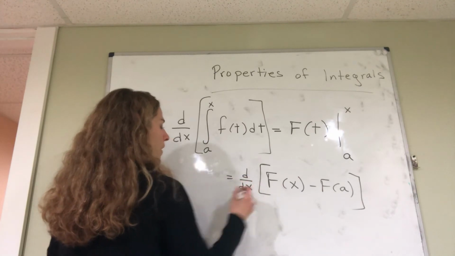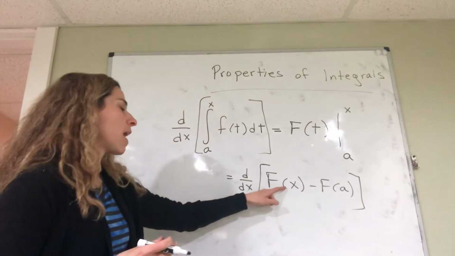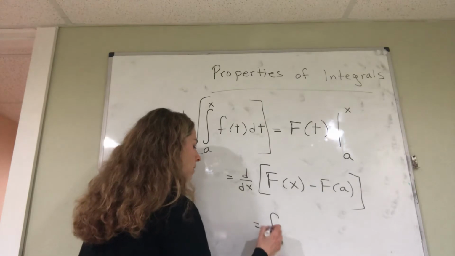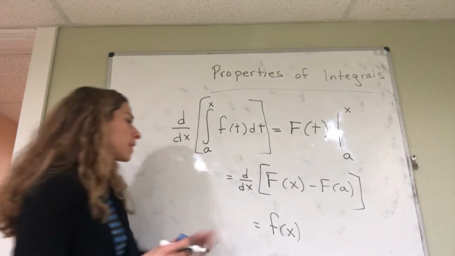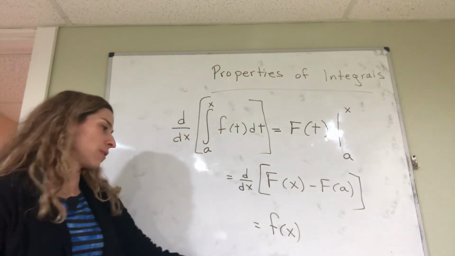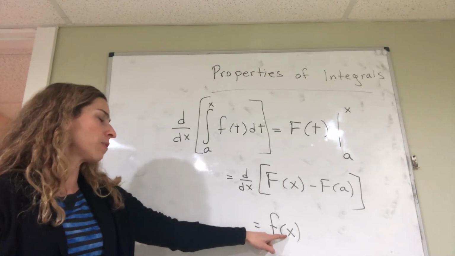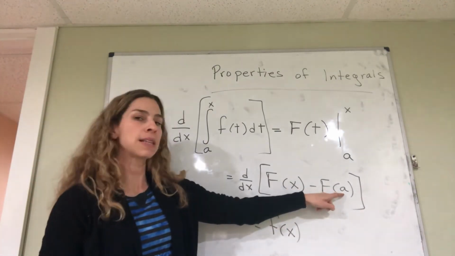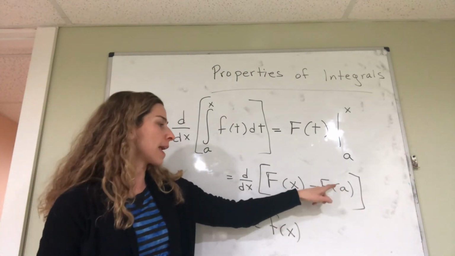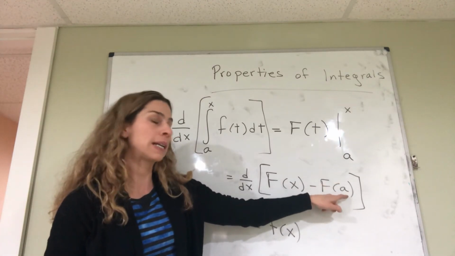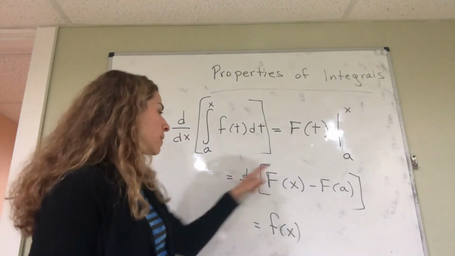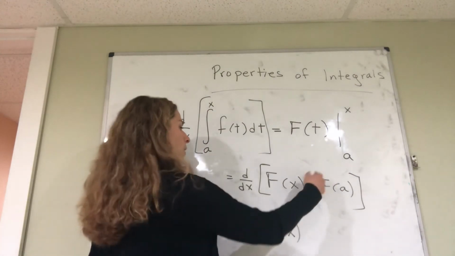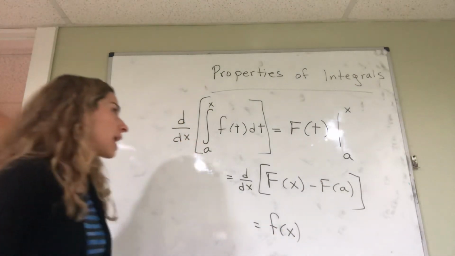Well, what is the derivative? Remember that the derivative of capital F of x is lowercase f, because capital F was the antiderivative. So lowercase f is the derivative. Now this is a constant because it doesn't have a variable. Okay? It's the antiderivative evaluated at a, so it's a number. The derivative of a constant is 0, so this part goes away, and the answer is just f of x.